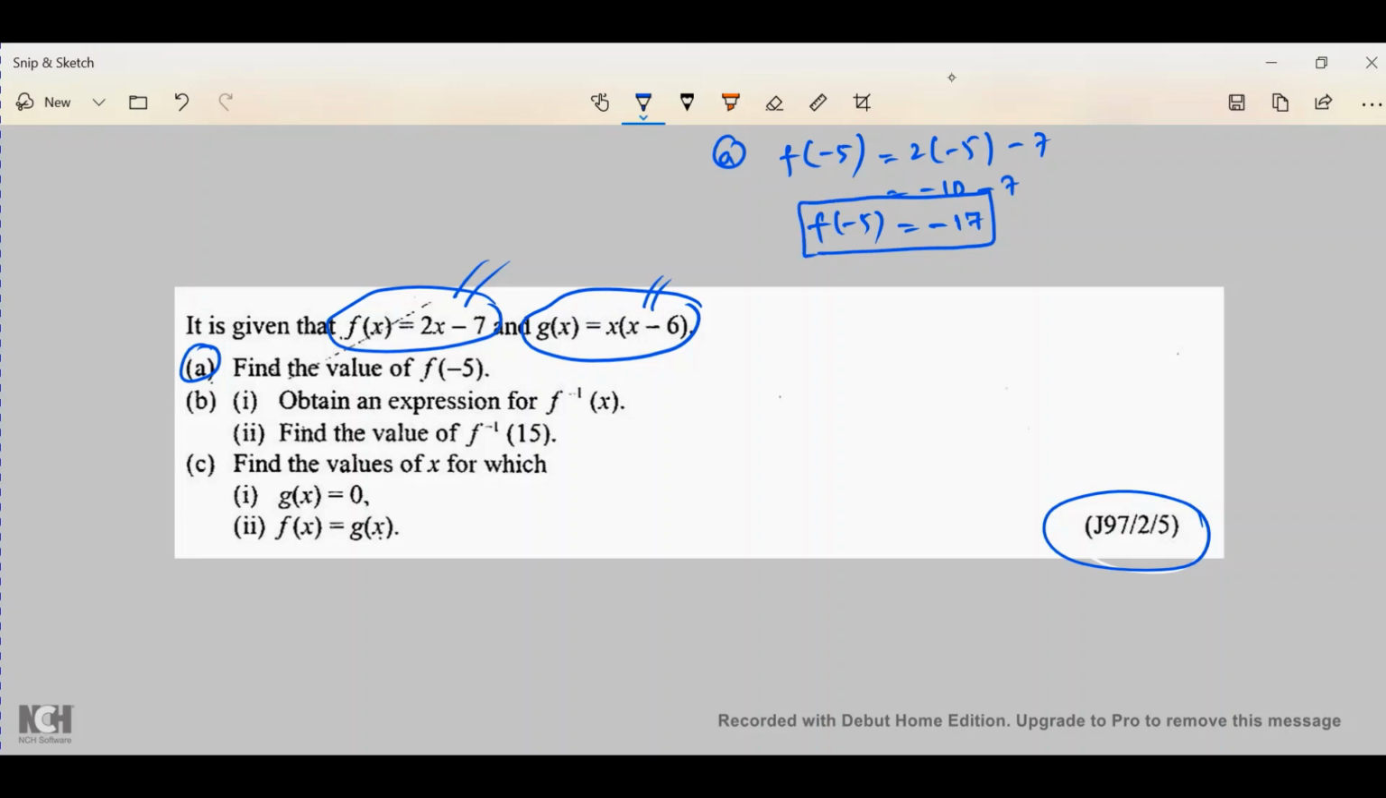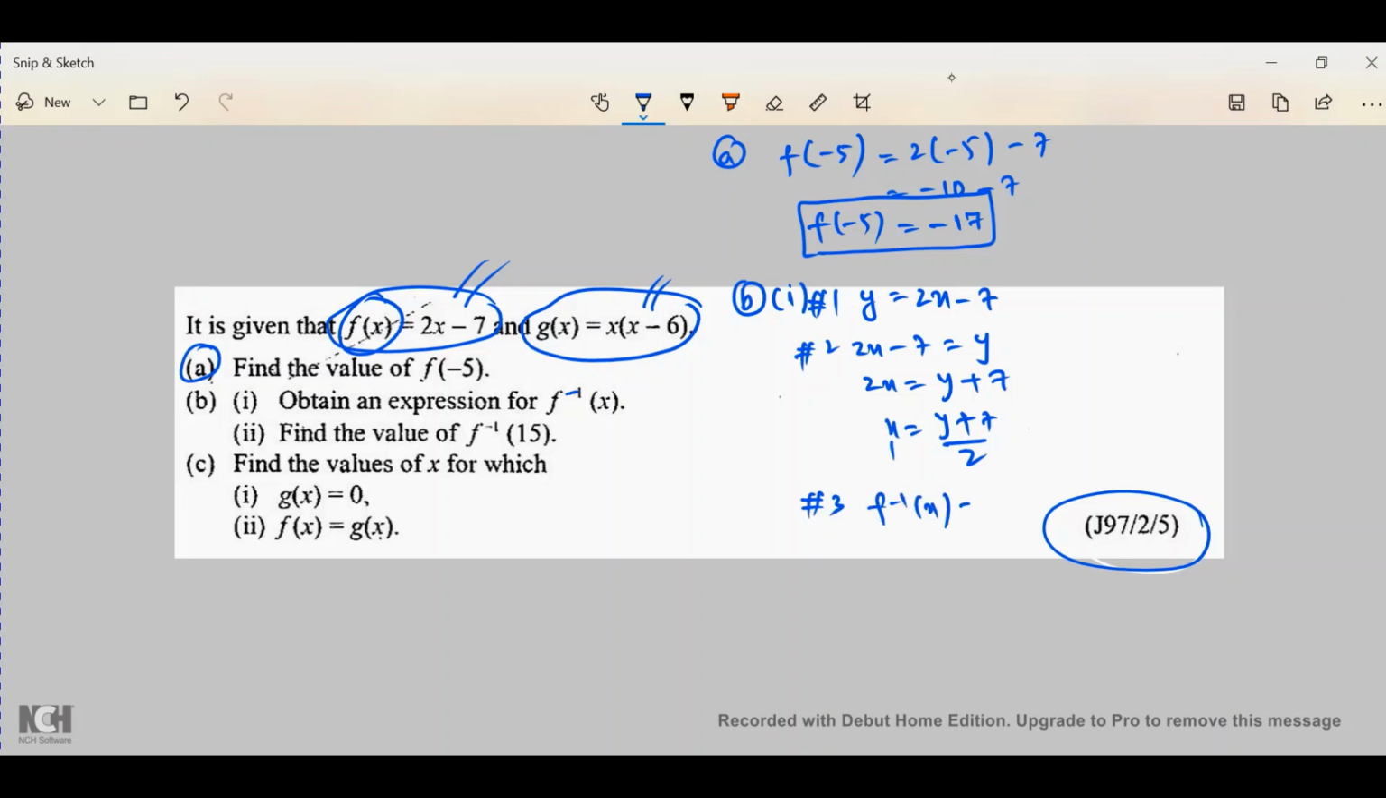Moving to part B1. B1 is obtain an equation for f inverse. Okay, f inverse is very simple. Step number 1, y is equal to 2x minus 7. Step number 1 is we replace with this y. Step number 2, make x the subject. To make x the subject, x should be positive, so I am writing here 2x is equal to y plus 7. Please do it step by step so that you do not make a mistake in making the subject. Step number 2, we have done it. Okay, step number 3 is replacing. This will become f inverse and y will become x, and this is your final answer.